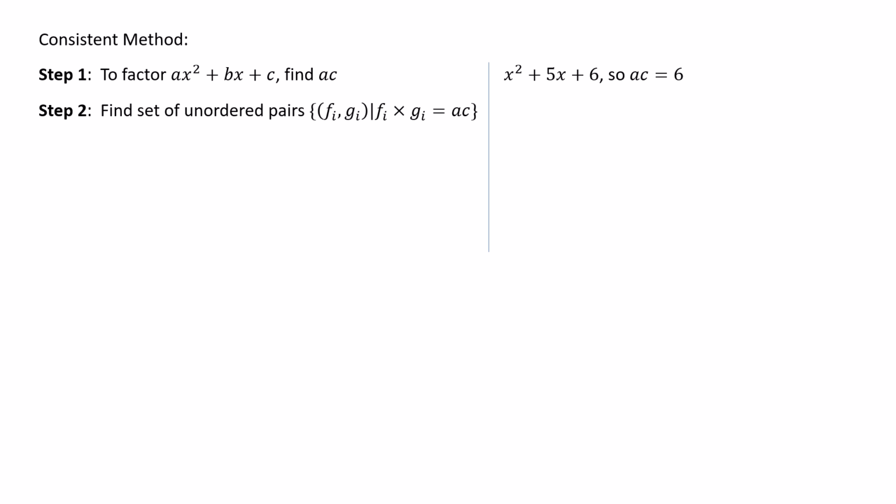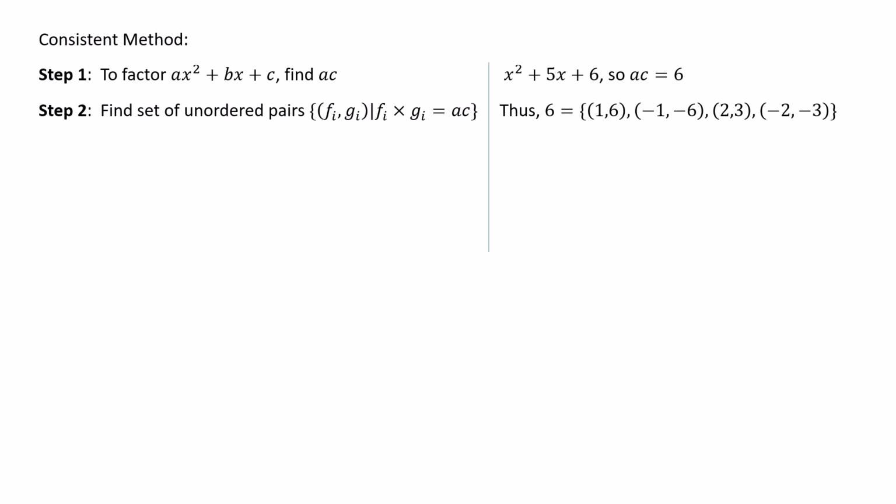Then you need to find a set of unordered pairs f sub i, g sub i such that f sub i times g sub i is equal to ac. That probably looked a little scary to some people, right? There's nothing to be scared about. Let me explain what I mean by that. So the next step is to take that ac, which is 6 in our case, and ask yourselves, in what all possible ways can you write 6 as a product of two numbers?